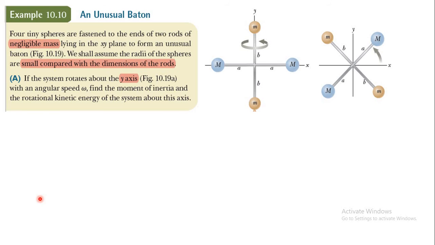Let's take a small example about that. So here I have two masses of M capital about the x-axis and other two masses of m small about the y-axis. Distances are as shown here, a and b. And it tells you to calculate the moment of inertia and the rotational kinetic energy about the y-axis.